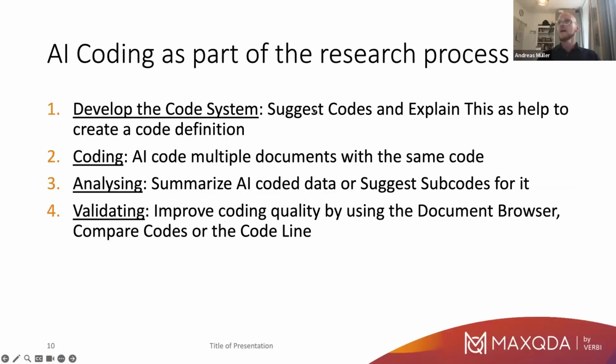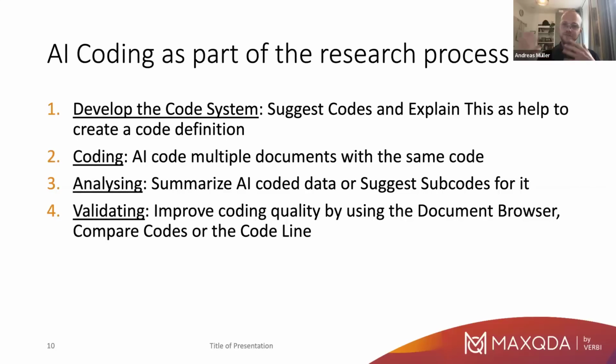with AI coding. So what we can do is we can suggest codes. We can use suggest codes and explain this to help us create code definitions. Once we have our code definitions, we can use the AI to code it. I will show you how to code multiple documents just so that you see how that works. Then I will show you a little bit on analyzing, and then I will spend most time on validating the results, on comparing AI coding to our own coding, because I think that's where a lot of value lies, not because we can determine if the AI is better than us, but because we can use the AI to make sure we have not missed something.